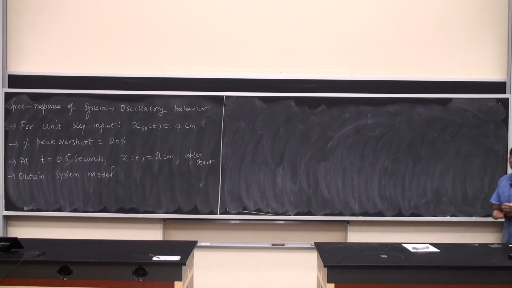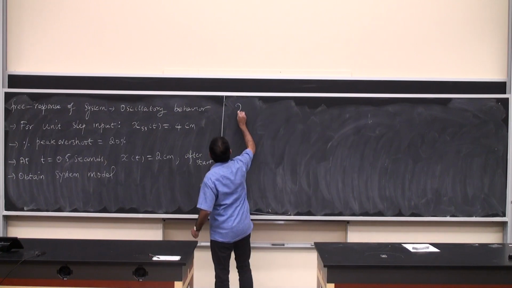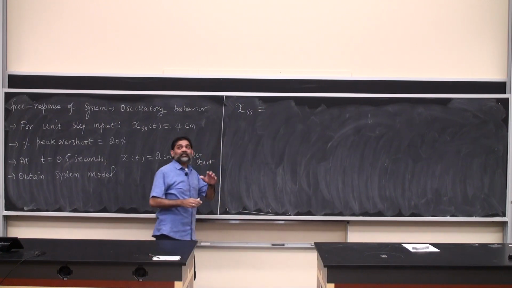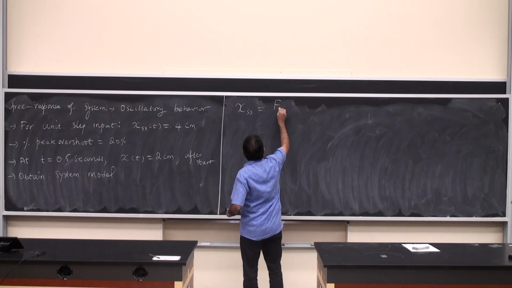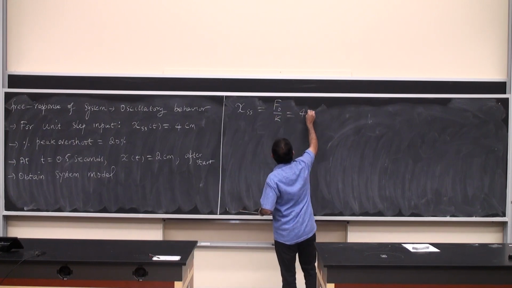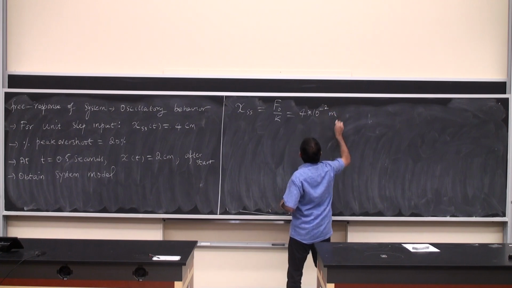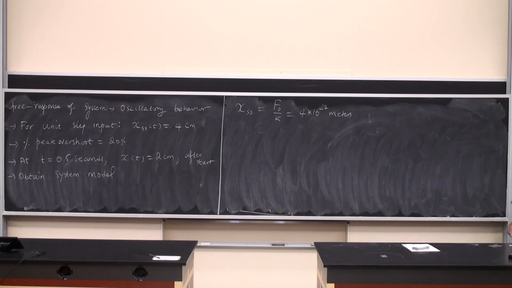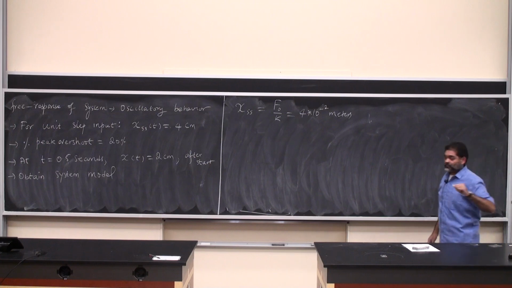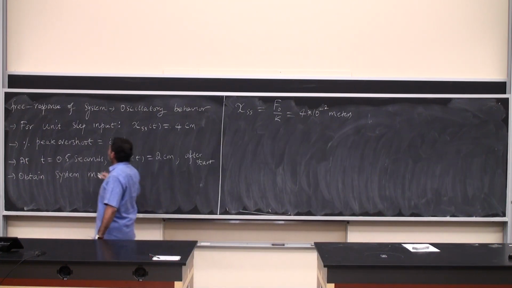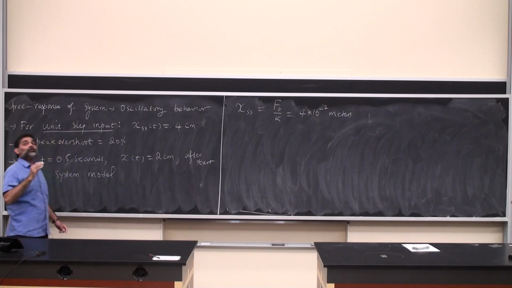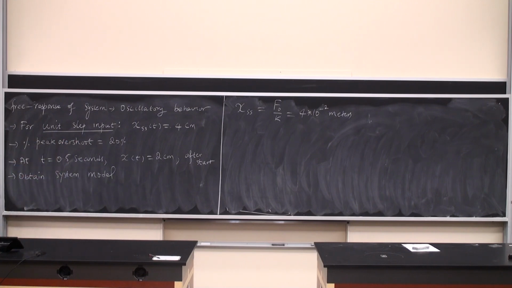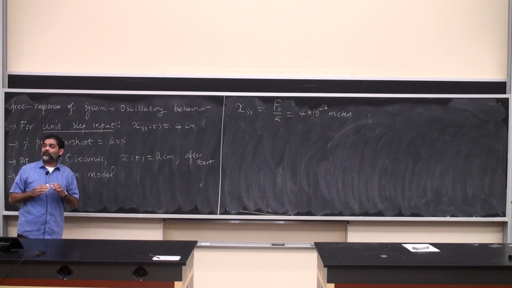So I have the following. X steady state is 4 centimeters. By definition, this is F naught divided by K, which is 4 times 10 to the power minus 2 meters. What is F naught for our problem? It's a unit step input to the system, so F naught is equal to 1. Please read the question. Sometimes it may appear as if the details of the problem are not given to you. They will be given to you, embedded within the wording of the problem.